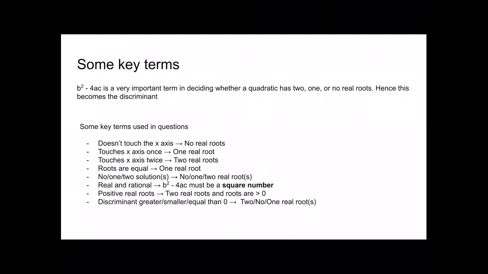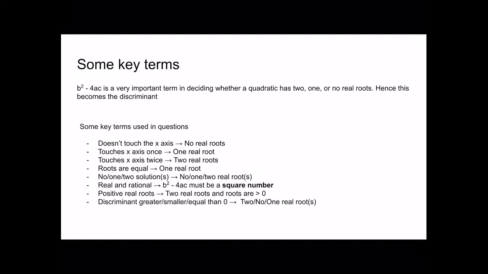Alright, so some key terms used in the exam. If the exam says a graph doesn't touch the x-axis, there are no real roots. Because, as I was explaining, if the parabola doesn't touch the x-axis, then when y equals 0, there are no x values that satisfy the equation, so there are no real roots. If it touches the x-axis once, then there's one real root, as we discussed in the previous slides. If it touches the x-axis twice, then there have to be two real roots.